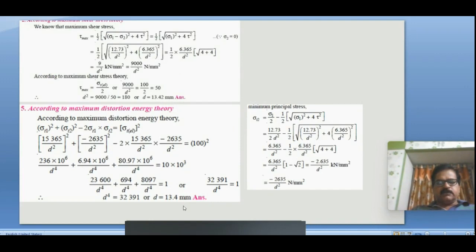These are the three different values we got. But when we consider the member as a ductile material, the values are coming closer to each other.